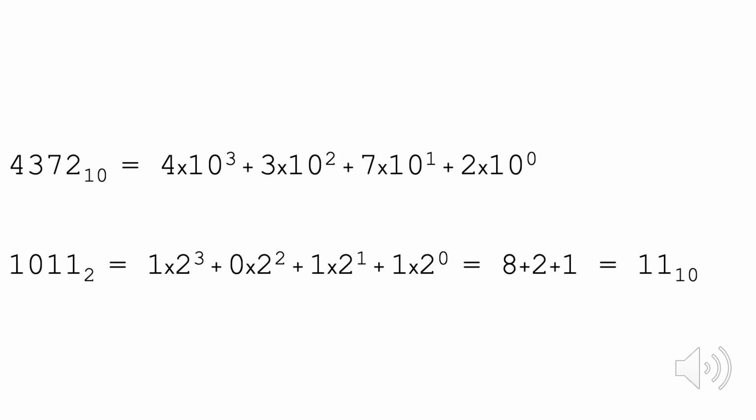Here's those same calculations written out as an equation. So 4372, for another value, we say 4 times 10 to the third, plus 3 times 10 to the second, plus 7 times 10 to the first, plus 2 times 10 to the 0. And similarly for 1011 in base 2, it's going to be 1 times 2 to the third, 0 times 2 to the second, 1 times 2 to the first, 1 times 2 to the 0, which is 8 plus 2 plus 1, or 11 in our base 10 system.